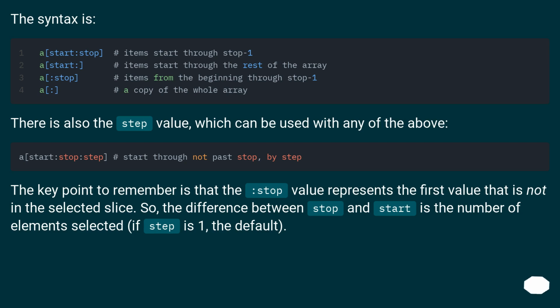There is also the step value, which can be used with any of the above. The key point to remember is that the colon stop value represents the first value that is not in the selected slice. So, the difference between stop and start is the number of elements selected, if step is 1, the default.